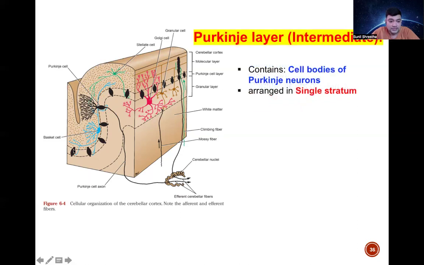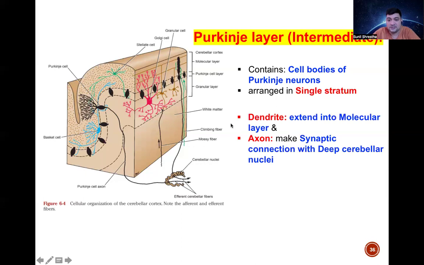And in the Purkinje cell layer, if you see here in this cell layer, it basically contains the cell body of the Purkinje neuron. It looks somewhat like a flat basket-type cell. So we can consider the shape of the Purkinje cell as a basket type of cell, okay? And if you see, they are arranged in a single row, in a single stratum, okay?